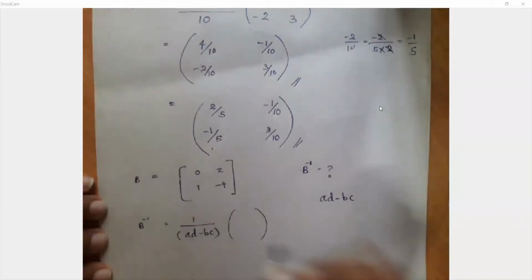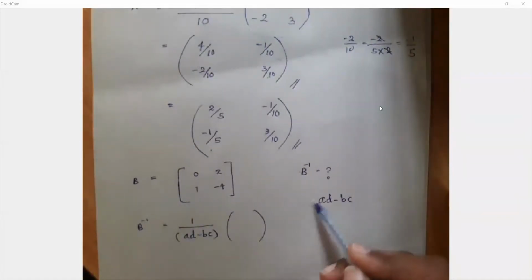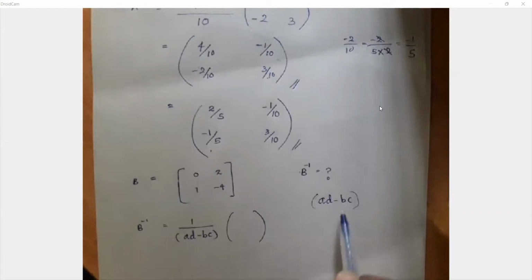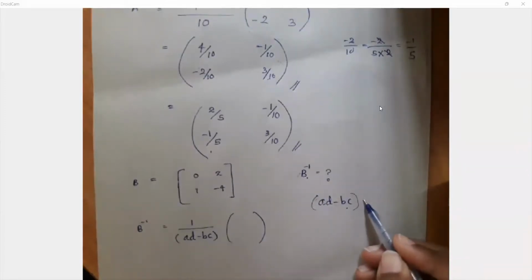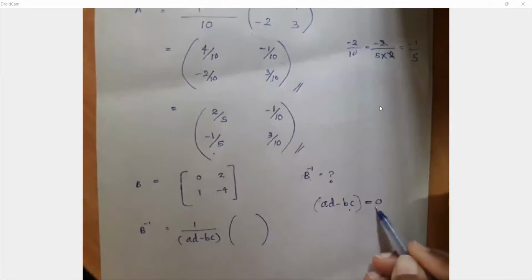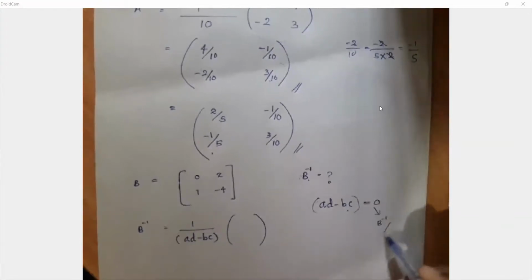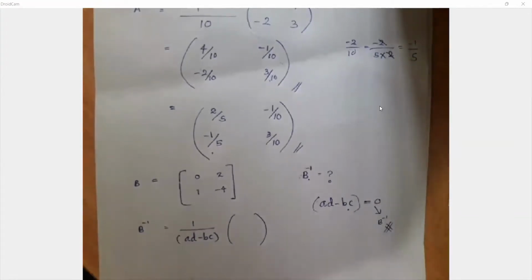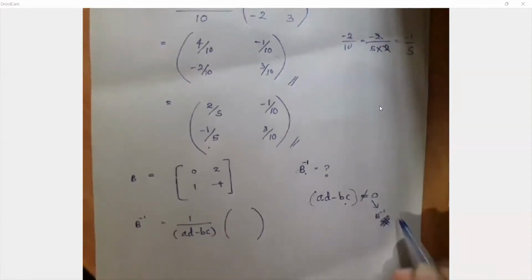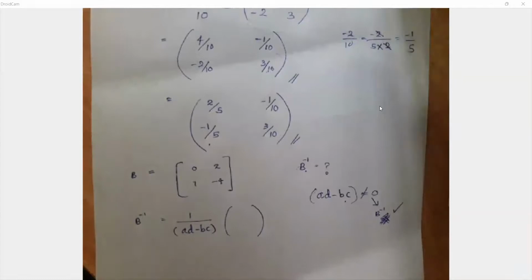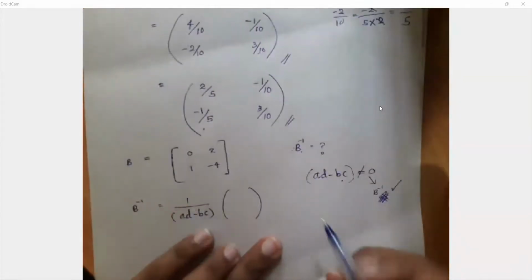We have to first check for AD minus BC. If this is not equal to 0, we say B inverse exists. If this is equal to 0, we say B inverse does not exist. And now we shall check for our AD minus BC.